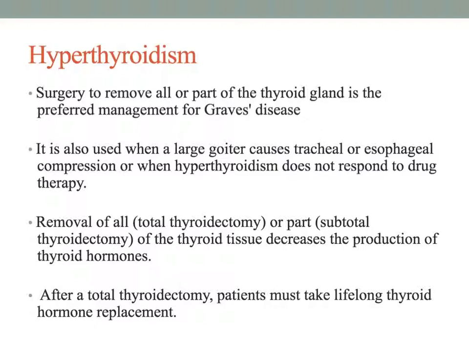Depending on the patient's condition, they may have to remove all of the thyroid gland or just a partial thyroid gland removal. After a total thyroidectomy, patients must take lifelong thyroid hormone replacement. This is typically a very minimally invasive surgery now. The parathyroid glands can sometimes be affected, and the laryngeal nerves can sometimes be affected by these surgeries. So that is part of our nursing management for a patient who has a thyroidectomy.